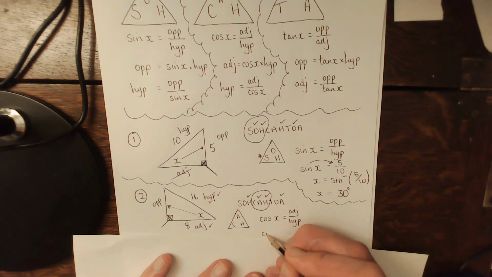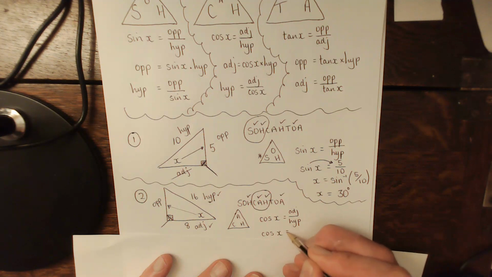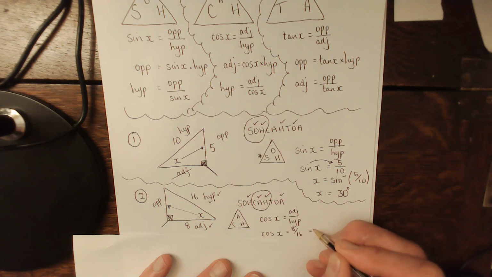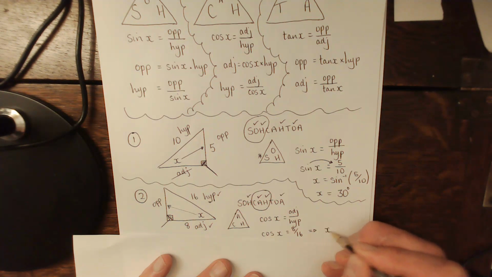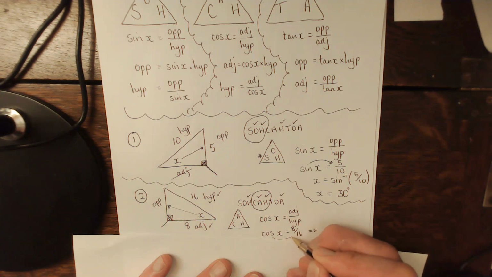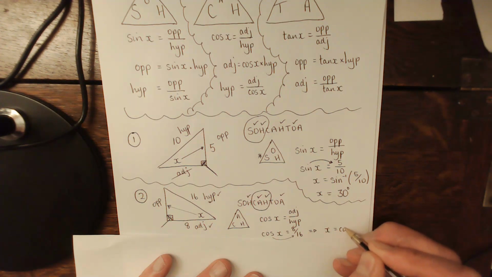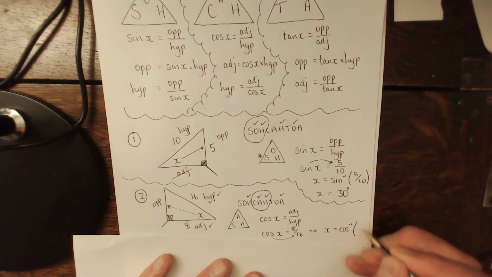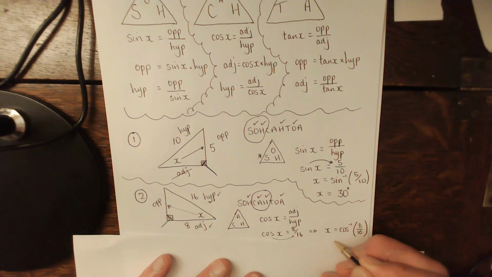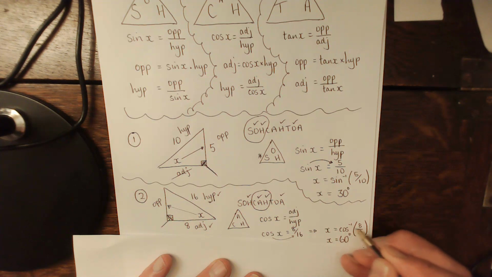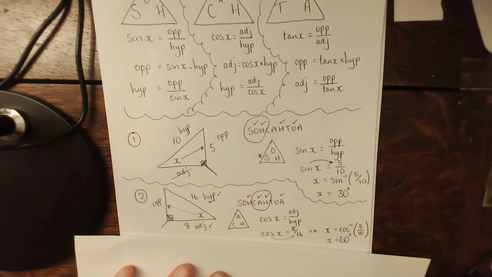I'm then going to substitute in my numbers for that. Cos x is 8 over 16. That's going to give me x. I move the cos to the other side. It becomes cos -1 of the fraction 8 over 16. And that's going to give me an angle of 60 degrees if I pop that into my calculator.